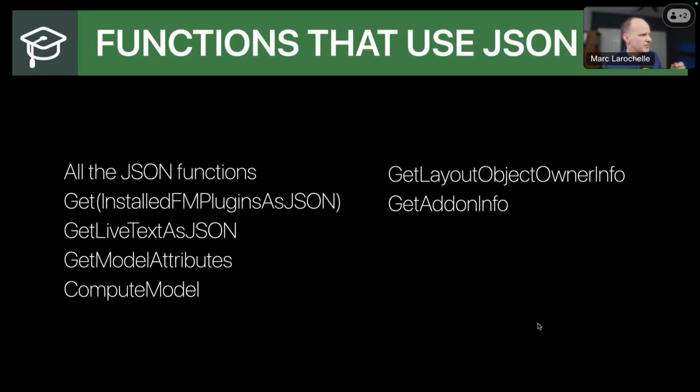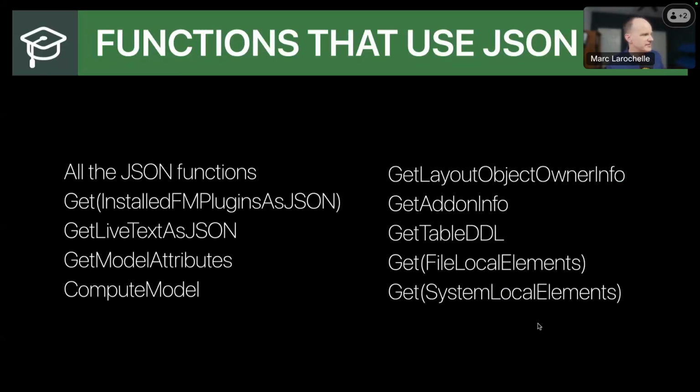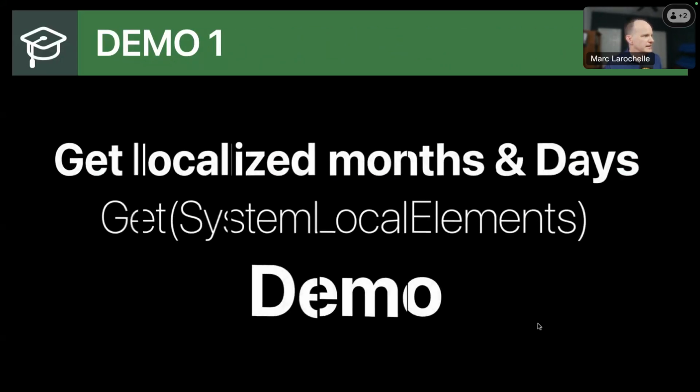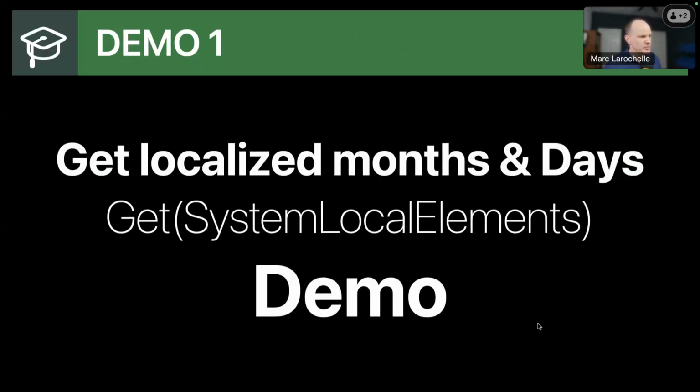So this is an example of all the different functions in FileMaker that currently utilize JSON. And we are going to be focusing on one of these in particular, the one called Get(SystemLocaleElements), which is one that we don't tend to use much as FileMaker developers, but it's there for the taking. And we're going to open that up and look at it in detail with a demo that I've prepared.